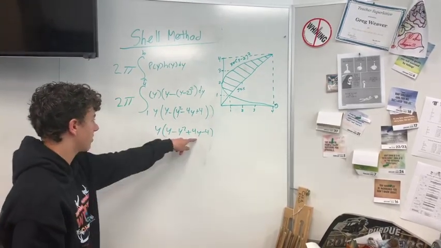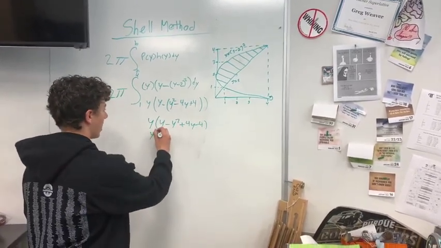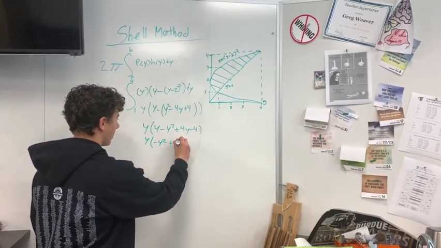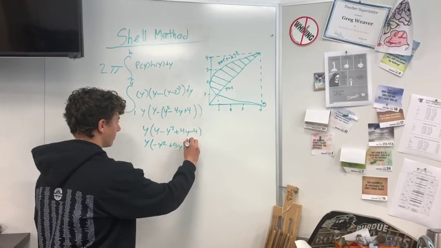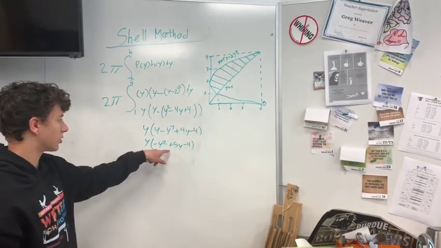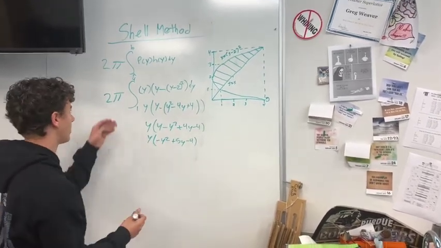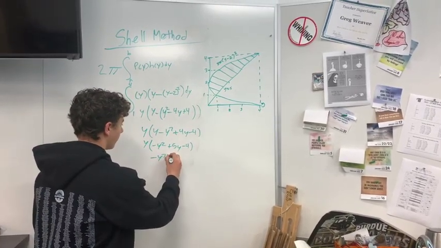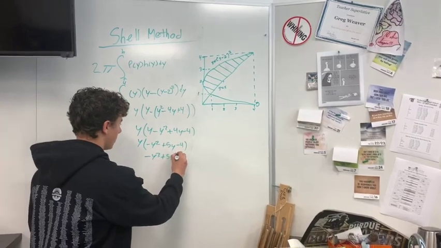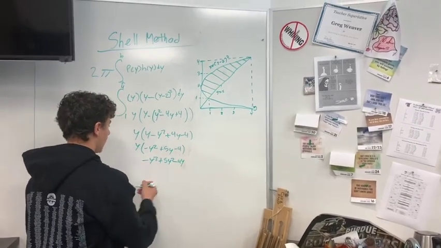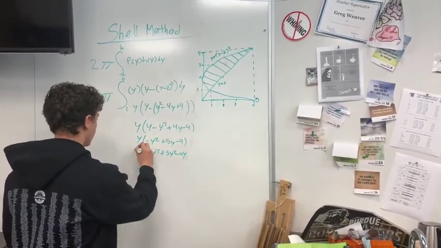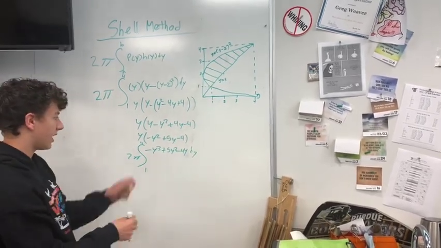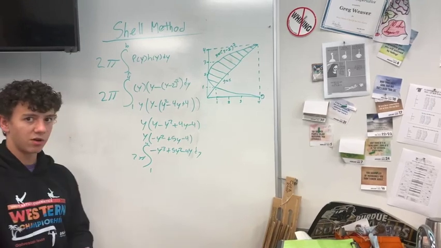And these two terms can be combined, so this would end up becoming y times negative y squared plus 5y minus 4. Right? And now you just multiply each value by y, and we'll have our basic integration. So it would be negative y cubed plus 5y squared minus 4y. And then you can just do the integral from 1 to 4 of that times 2 pi dy. Right? So that is our basic integral. So now all we need to do is solve.